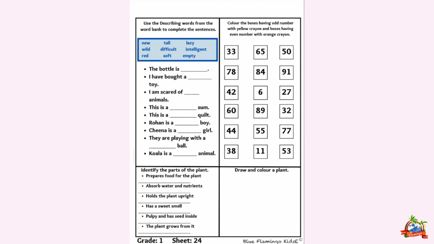And the last question, draw and color a plant. एक plant की picture draw करनी है और उसको color करना. How many parts does a plant have? एक plant के कितने parts होते हैं? Roots, stem, leaves, fruit, flower, seed. All these are the parts of a plant. So you have to draw a plant and color it.